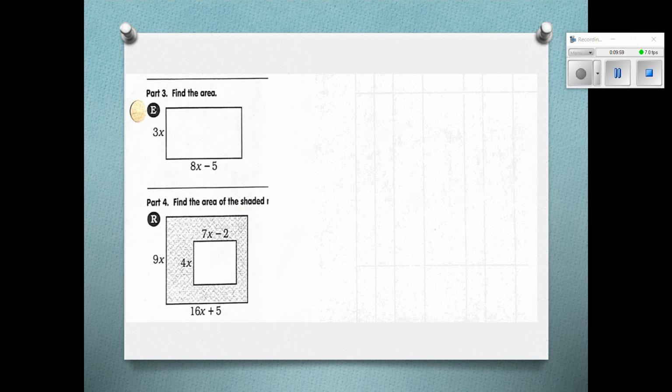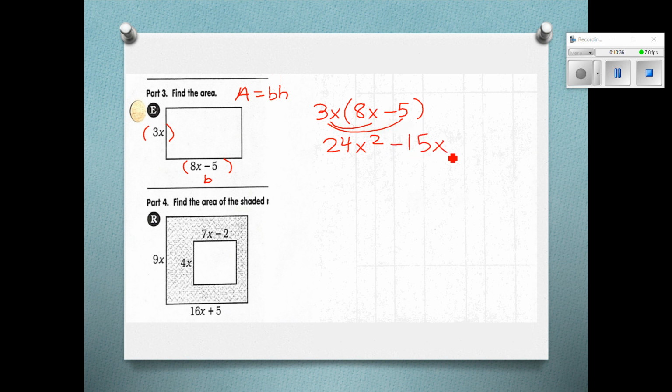To find the area, remember, area is base times height. So we want to take the base, which is 8x minus 5, and multiply it times the height, which is 3x. One of those is a monomial, so we want to put it on the outside. So we're going to multiply the 3x times the binomial, 8x minus 5. And here we just use the distributive property like we've learned. So first we do 3x times 8x, which is 24x squared. Then we have 3x times minus 5, which is a negative 15x. And you're done. There's the area of that rectangle.